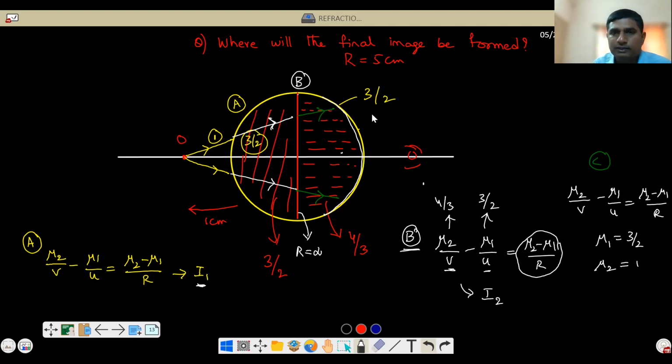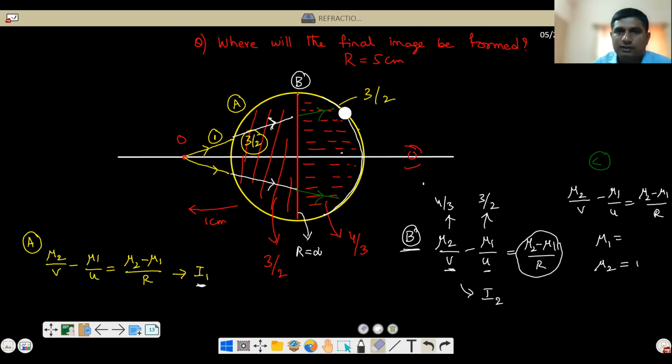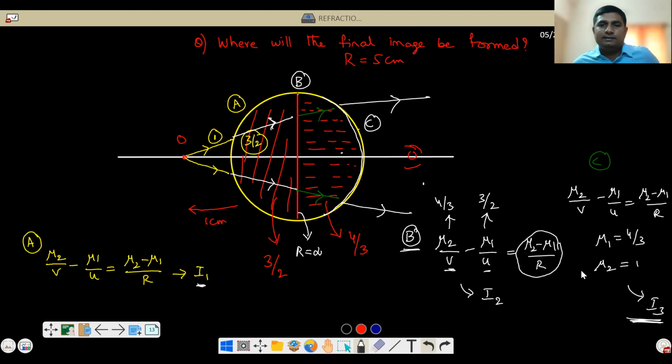Sorry, for surface C, the left-hand side is 4/3, this is water. So mu1 is 4/3, mu2 is 1. Then you will get I3. So finally these rays will come outside from surface C, correct or not? And I will see these rays, so therefore I will see only I3.